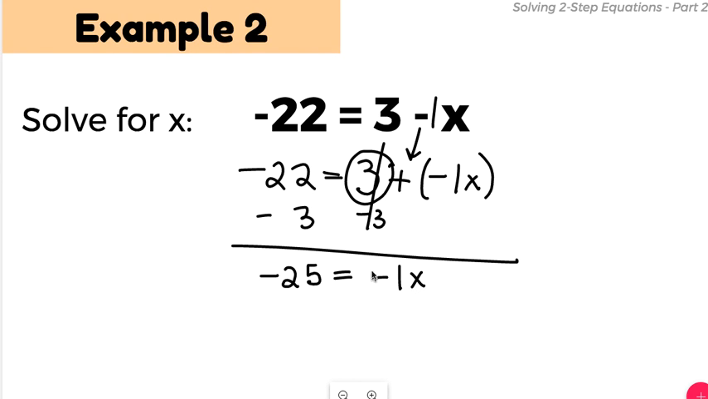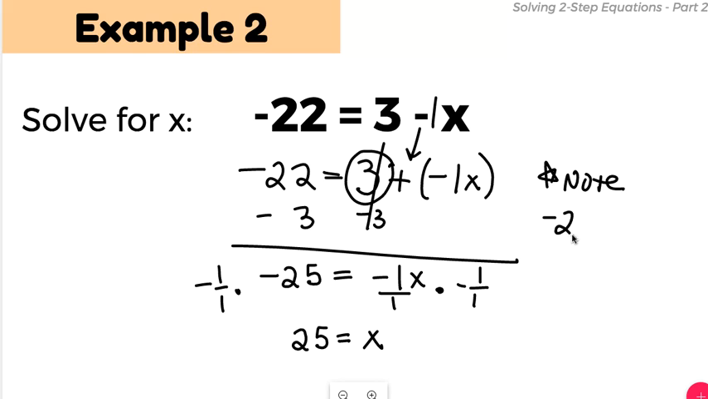Now to undo multiplication, we're going to multiply each side by the reciprocal of this coefficient, which would be negative 1 over 1. Negative 1 times negative 25 is positive 25. All my numbers on the right cancel, and I'm left with x.